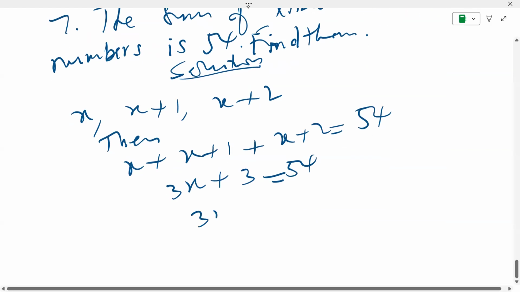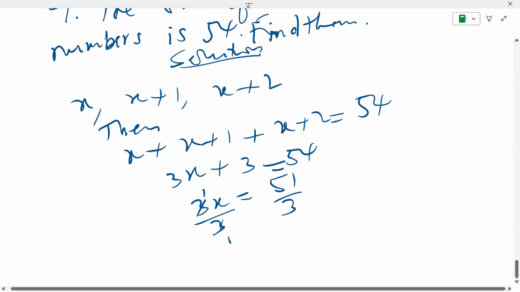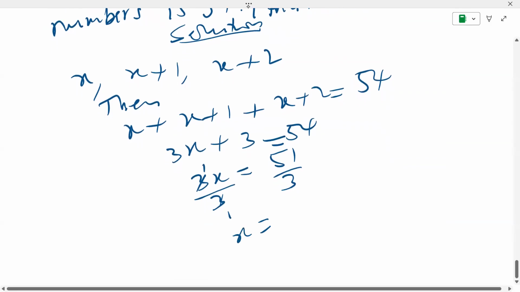So we shall get 3x. We subtract 3 from both sides. We get 51. So we divide this by 3. We divide this by 3. This goes into that 1. This goes into this 17. So we shall get x giving us 17.